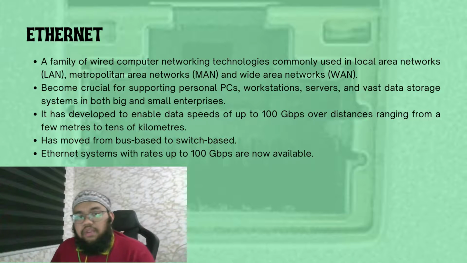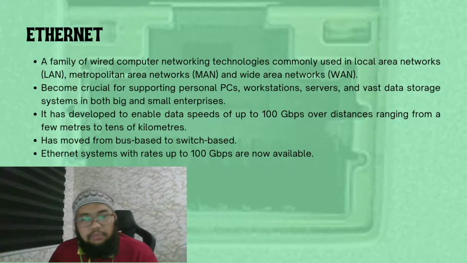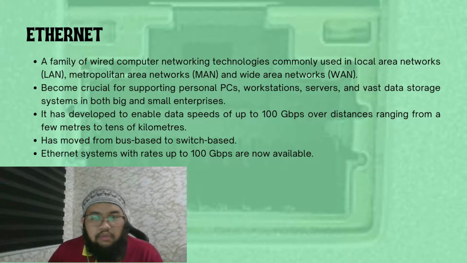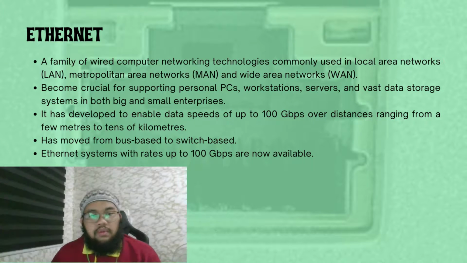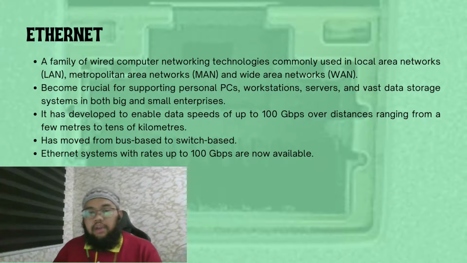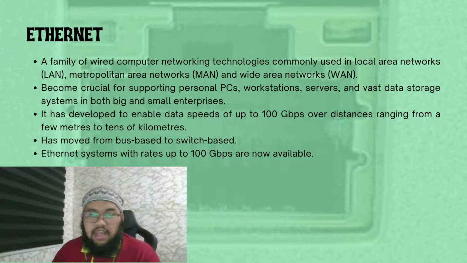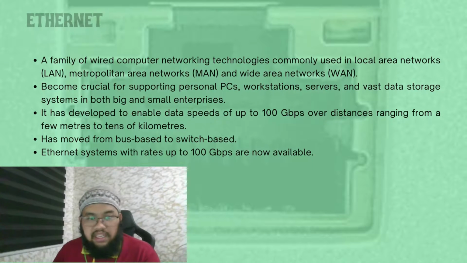It has developed to enable data speeds of up to 100 gigabits per second over distances ranging from a few meters to tens of kilometers, and has moved from bus-based to switch-based. Right now, we can have Ethernet systems with rates up to 100 gigabits per second.